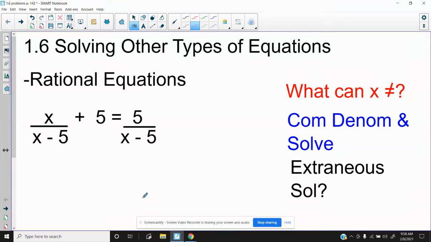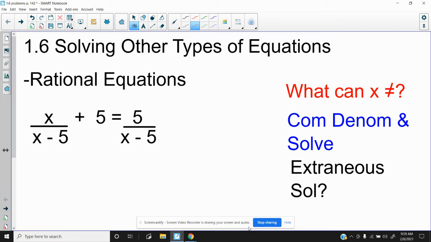We're going to go over an example of how to solve rational equations. This is part 1 of section 1.6, and you see an example of a rational equation there on the left side of the screen. It's got fractions and variables in the denominator.